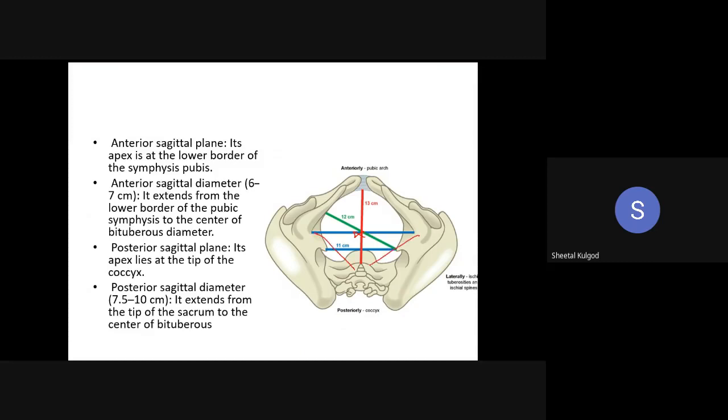Now, what is important here is the posterior sagittal diameter. The posterior sagittal diameter will represent the capacity of the outlet to hold the fetal head during delivery. So this is an important criterion to assess if at all there is a contraction in the outlet of the pelvis. That we will study in the next few slides.